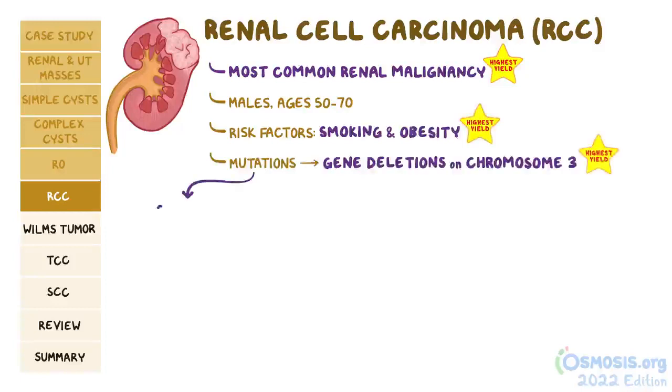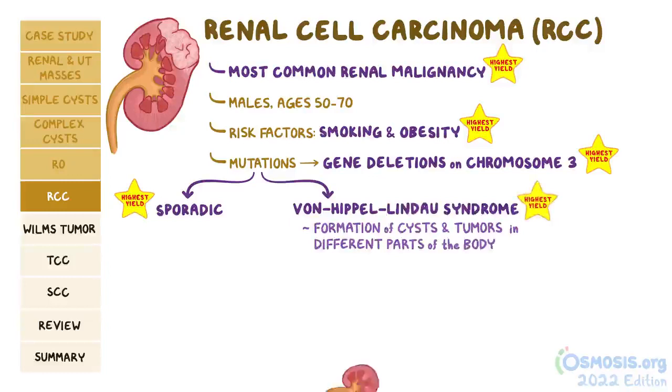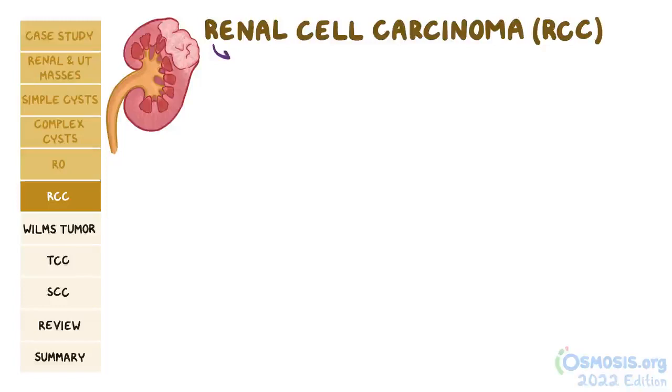These mutations can be sporadic or inherited as a part of von Hippel-Lindau syndrome, which is characterized by the formation of cysts and tumors in different parts of the body, like the kidneys and pancreas. Now, RCC originates from the proximal convoluted tubules epithelial cells.